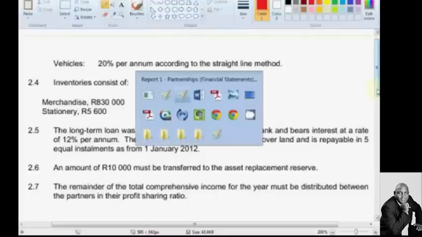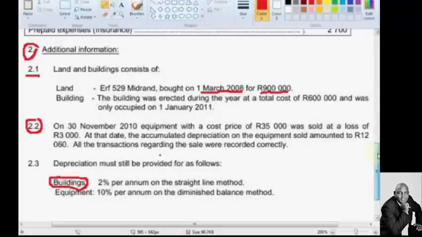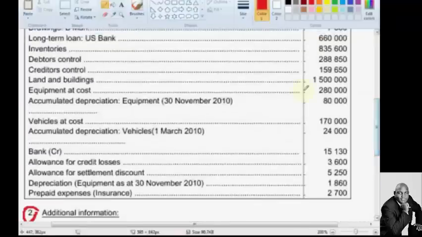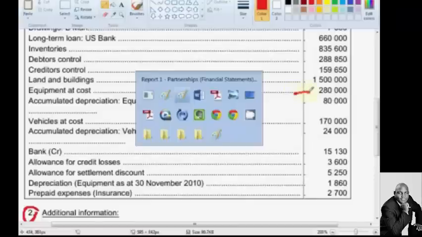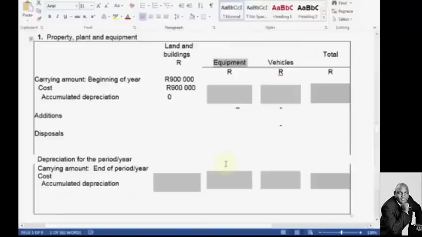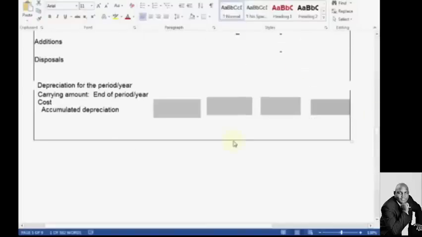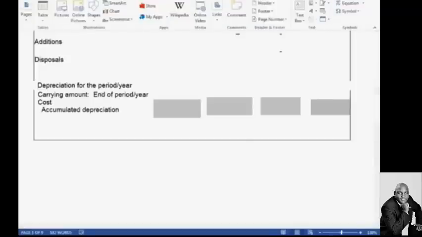I'm looking around this, nothing there. If there's nothing, my assumption will go to what's on the trial balance. So equipment is 280,000. Don't forget, let me show you something very important. I'm going to call this workings number 1. Insert, insert symbol.